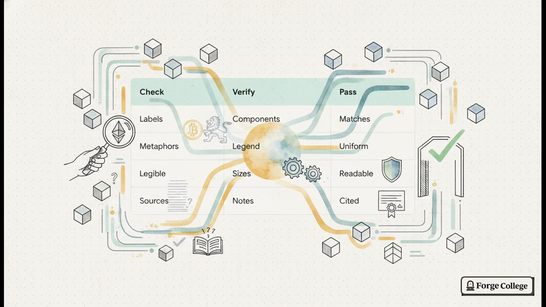Check your label completeness, like, are all the core components actually there? Check your metaphors. Are there any weird contradictions? Check legibility, and make absolutely sure that every single superscript number maps to a valid source citation. If you can trace the flow cleanly and confidently, you pass.